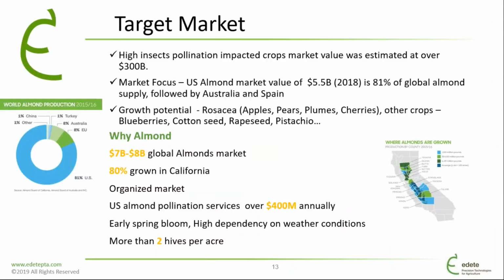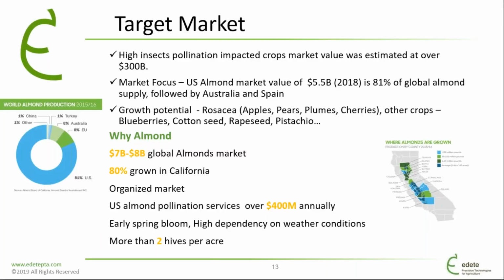Our target market is huge. Our first focus is rosaceae and specifically almonds, but we will cover a much wider market in the future: apples, cherries, blueberries, cotton, rapeseed, and so on. The size of the annual almond market is $7 to $8 billion, 80% of which is in the US, all of that in California's Central Valley.